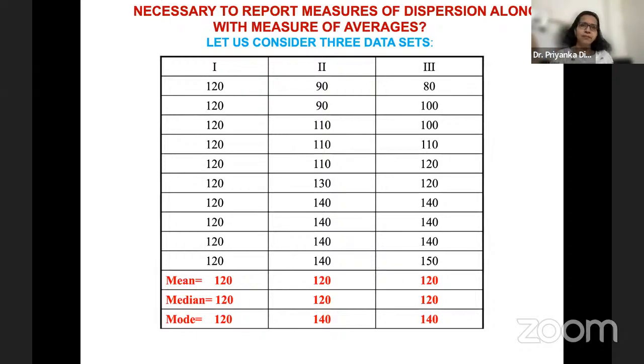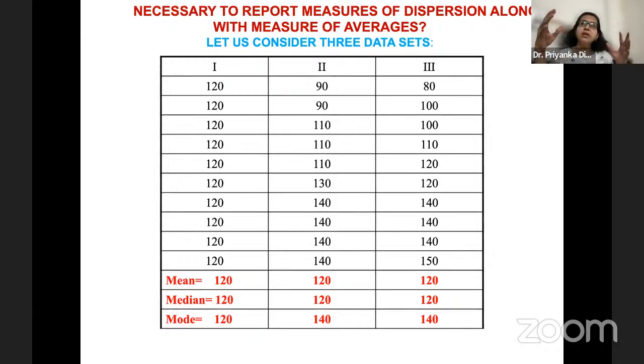data sets are the same. There are some changes in the mode, but mode is not that strong an indicator in statistics. So when we came to know that the mean and median of all the three data sets are the same, can I conclude that all the data sets are the same because their central tendency is the same? Can I say? We can't say, because we can see that there are differences in the data sets. We can't say that the data sets are the same.